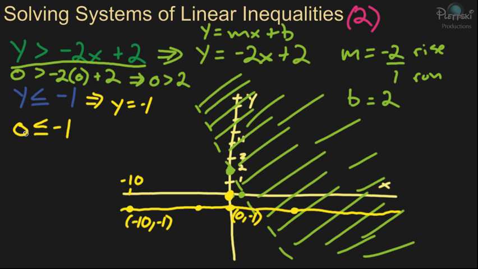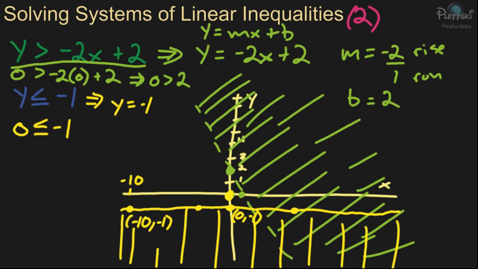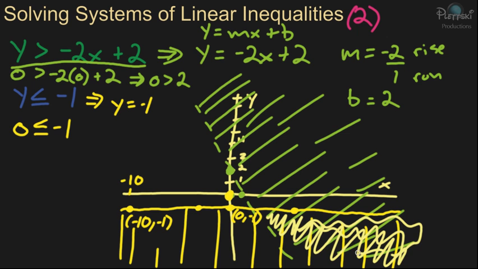Well, no, 0 is not less than or equal to negative 1. 0 is greater than negative 1. So this point is not part of the solution either. So we need to shade in everything on the opposite side of that line, which is everything below it. And our final solution is going to be everything that's overlapped between our first line and our second line, which is going to be everything over here. Everything over here. That's going to be our solution.